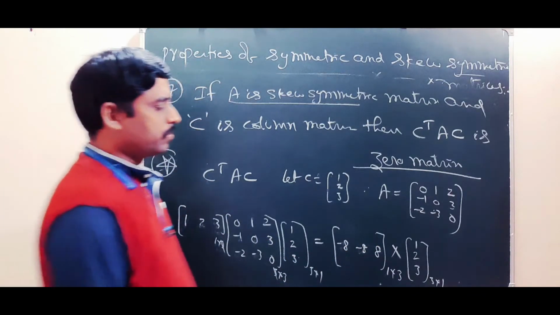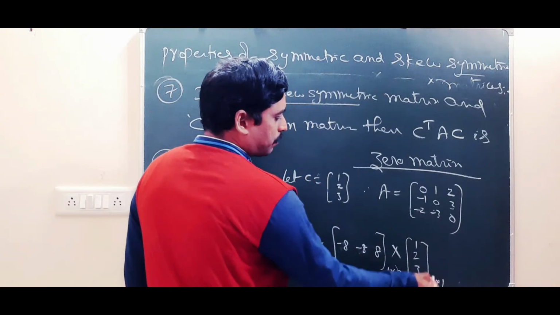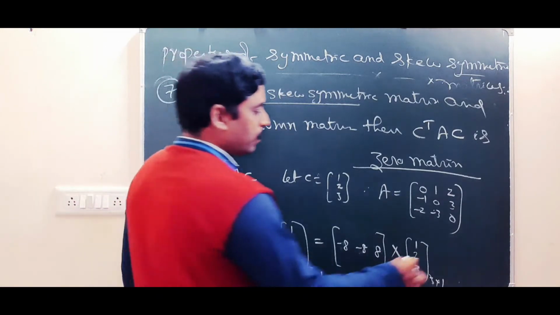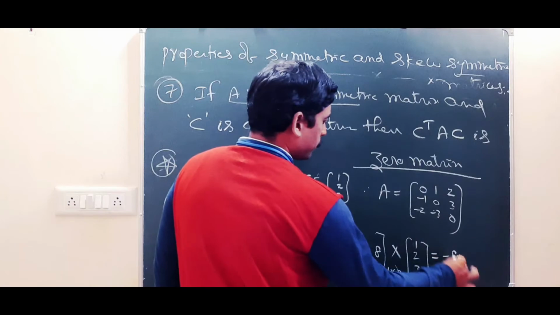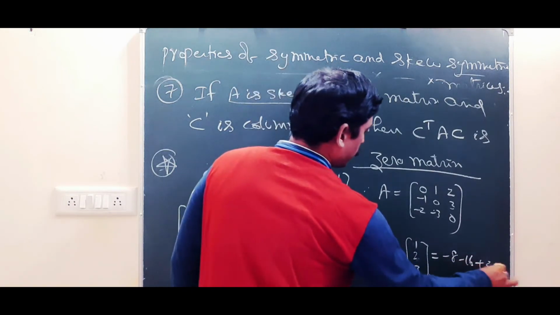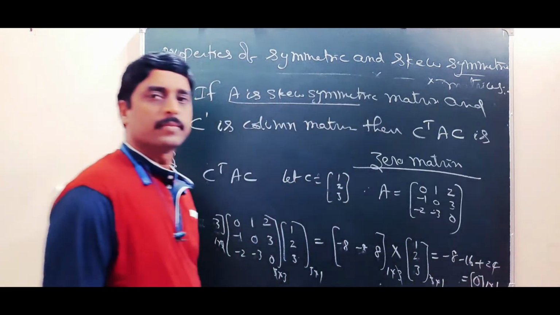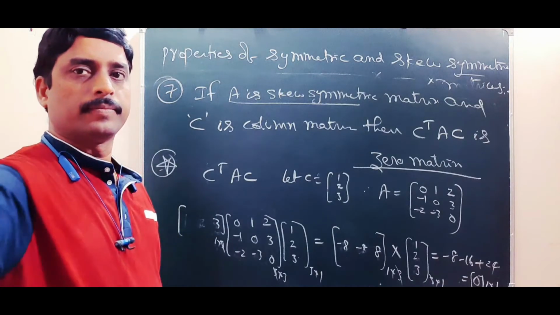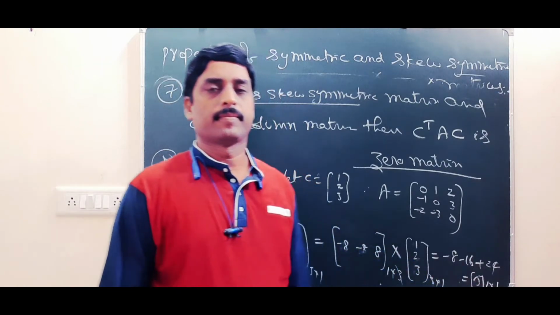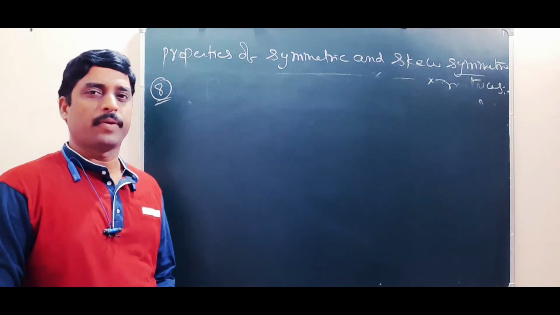Okay, now we should multiply these two matrices. If the number of columns in the first matrix equals the number of rows in the second matrix, the product exists. It is going to be minus 8, minus 16 plus 24. It is going to be 0, a null matrix. So a 1 by 1 null matrix, this is called a zero matrix. Null matrix or zero matrix. Okay, now explain the 8th point.